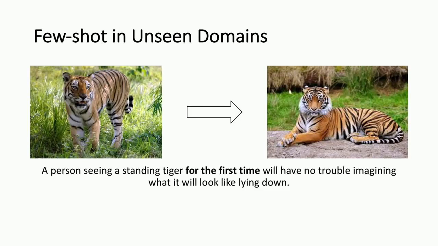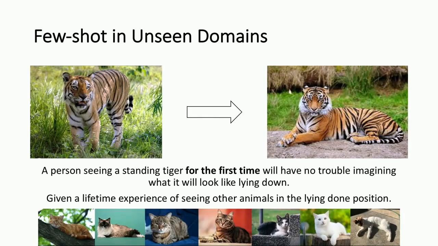It's very challenging for existing models, but it's not a problem for humans. For example, if a person sees a standing dog for the first time in their life, they will have no trouble imagining what a tiger would look like when it's lying down, because they have a lifetime experience of seeing other animals in the lying down position. So people can easily make this kind of analogy, even if they see this kind of animal for the first time. So in following work, we want to extend MUNIT to this few shot and unseen domain setting.